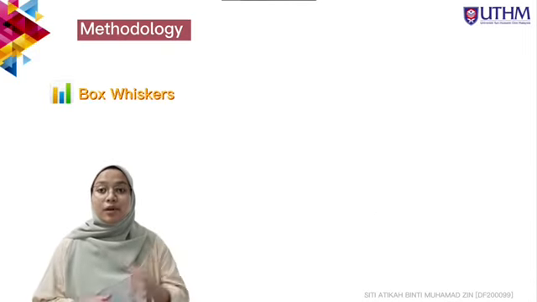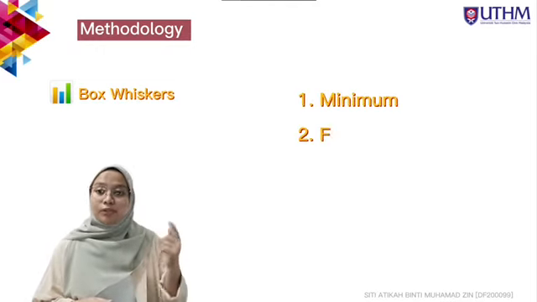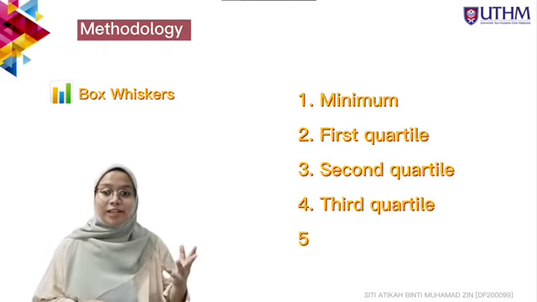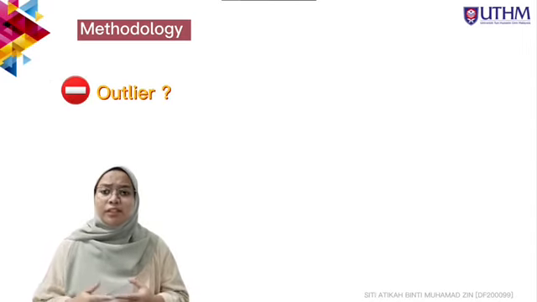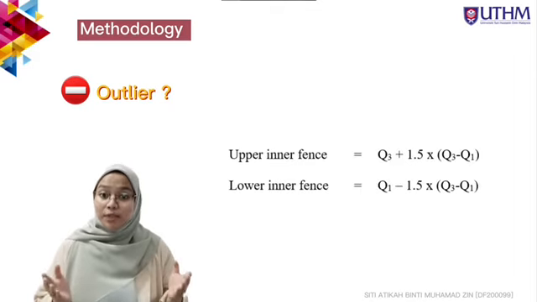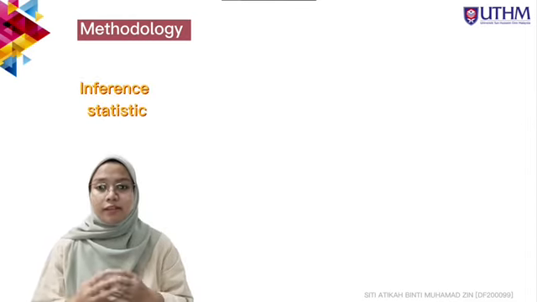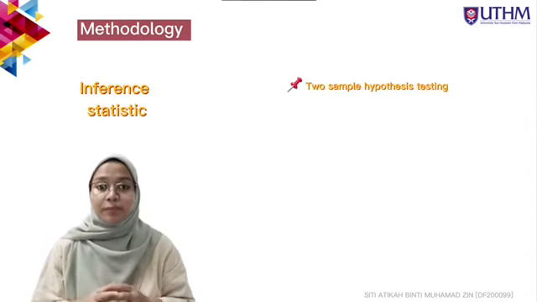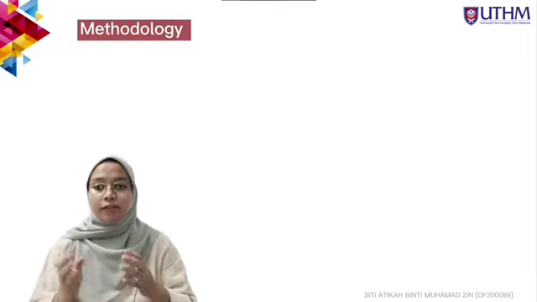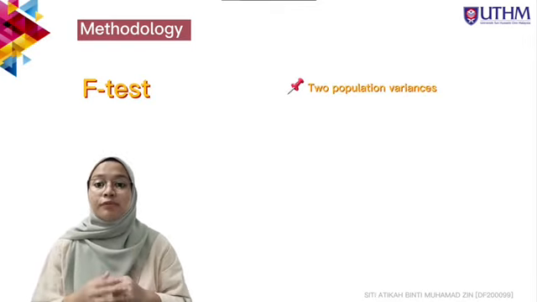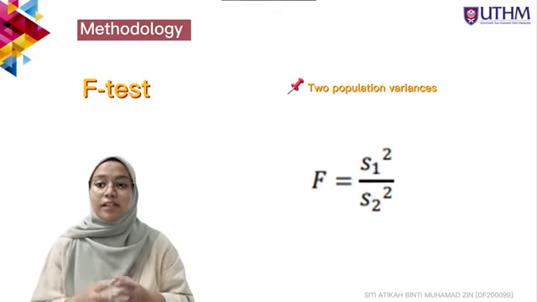There are 5 summaries of the set of data in a box and whisker plot, which are minimum, first quartile, second quartile, third quartile, and maximum. To assess whether the data contain outliers or not, the upper and lower fence values must be calculated. For the inferential statistics, the test for difference between two sample means uses the equation for n greater than 30. For the F-test, we are using the two population variance method, which is F equals s1 squared over s2 squared.